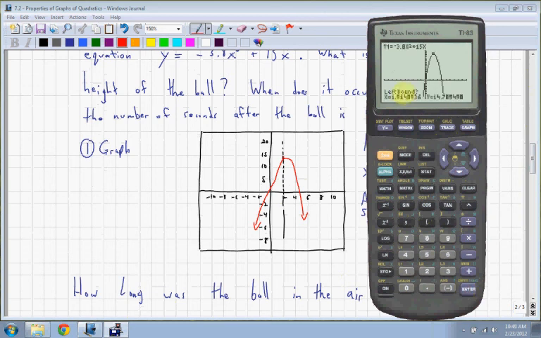So let's check here. And then again, it brings up this left bound thing. Well, I have a place where it crosses the x-axis down here. Let's see where that is. So I put it to the left of that point where I know it crosses the x-axis. Make sure it's to the left.